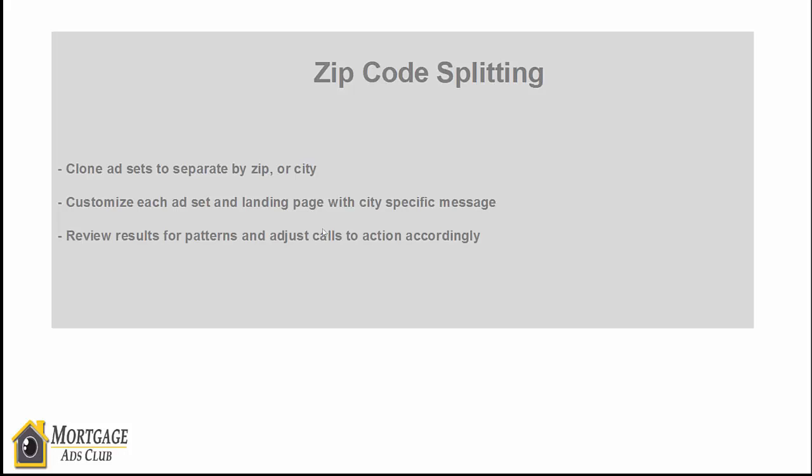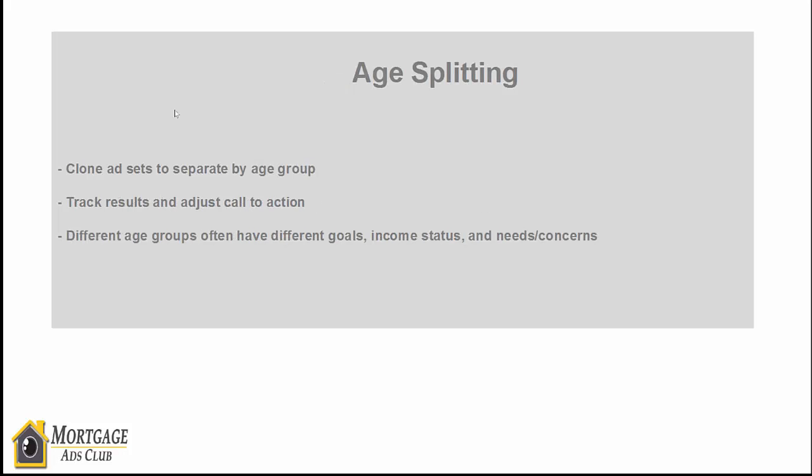So my landing page and my ad, if I'm running an ad in this city versus that city, I'm going to mention them by name because that specificity boosts my click-through rate. And I want you to review for results and then adjust your calls to action and which ads get turned on and which get turned off accordingly. Okay, and then for our next technique, age splitting. Oh, imagine that. Yet another tweaked variant of an ad set.